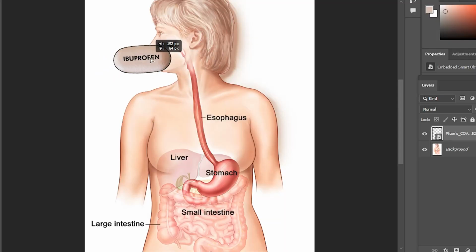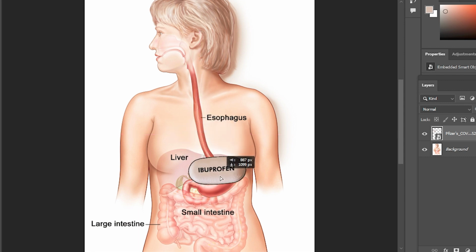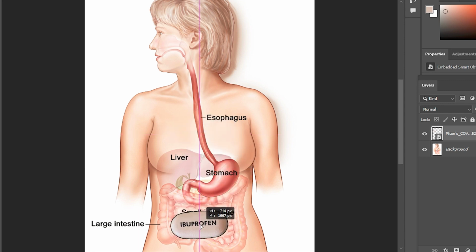So when the ibuprofen is taken orally, first it would go through the mouth, then into the pharynx, then the esophagus, and into the stomach, and from the stomach it would go through the intestine where it gets absorbed into the blood. And from the blood it would get distributed into the body tissues.